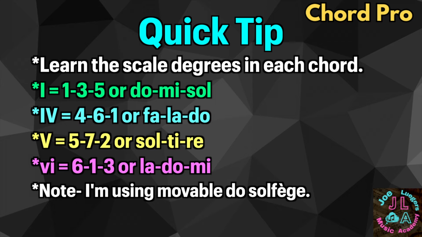Here's another quick tip. Learn which scale degrees are in which chords. For example, scale degree 7, also known as the leading tone or solfege syllable T, is only present in the 5 chord out of all of the chords we've covered so far. This means if you can sing that scale degree and it sounds at home, then it almost has to be a 5 chord.